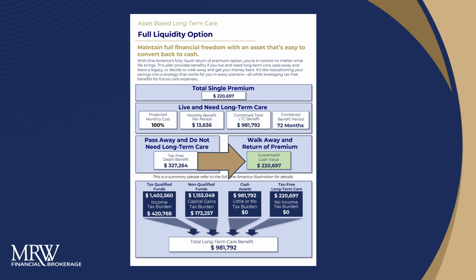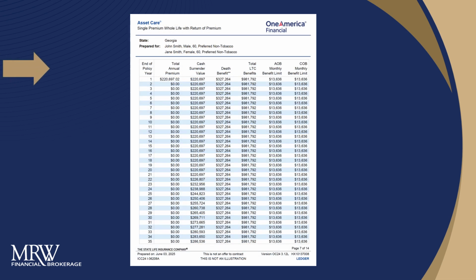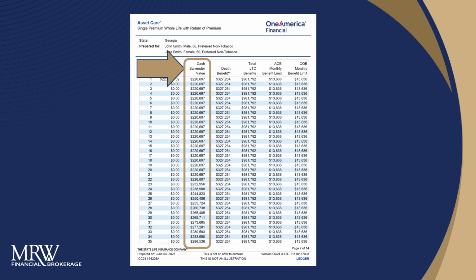But if you need it for long-term care, it has a $981,000 death benefit. And you'll see this on the illustration page. All of these numbers are guaranteed. This is the guaranteed cash surrender value, and at all times it's $220,697. Yes, it does start to go up after the 22nd year, but I don't even bring that up. It's just a guaranteed return of premium.